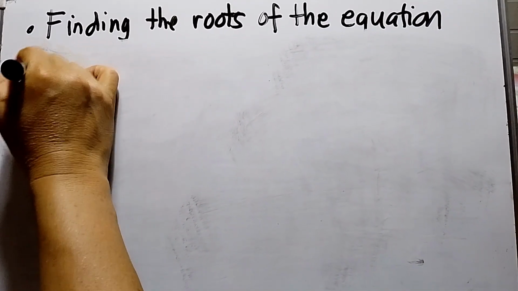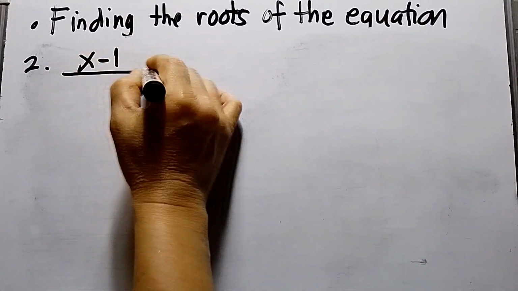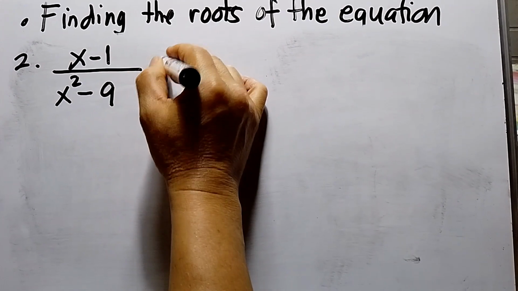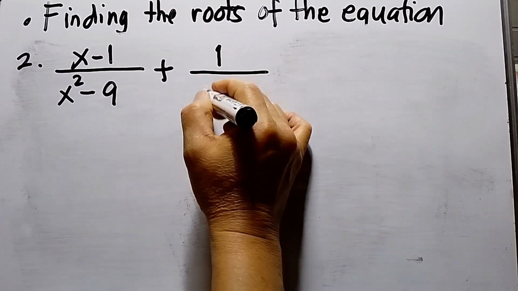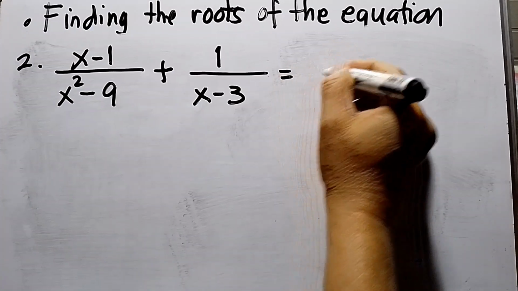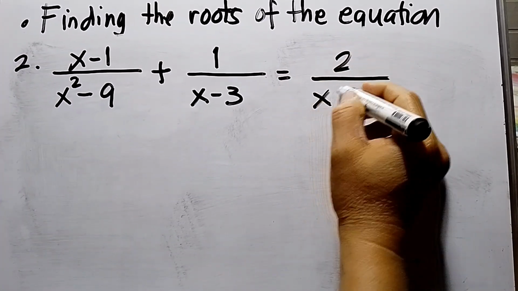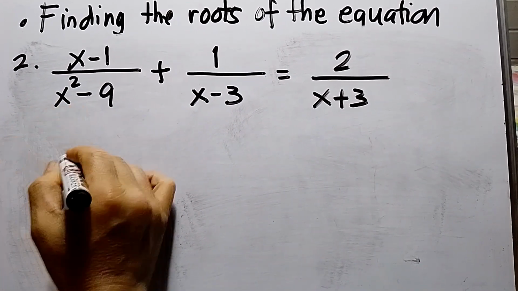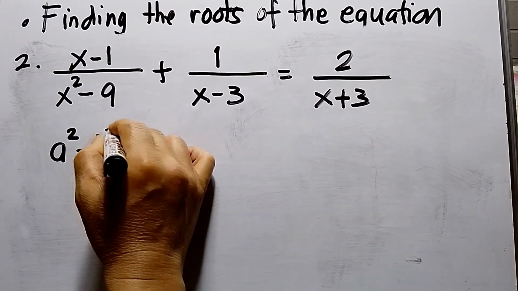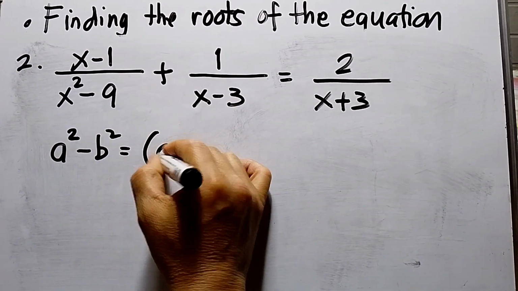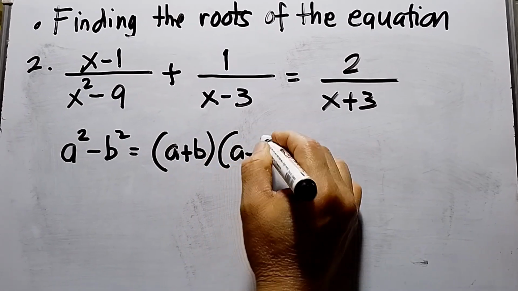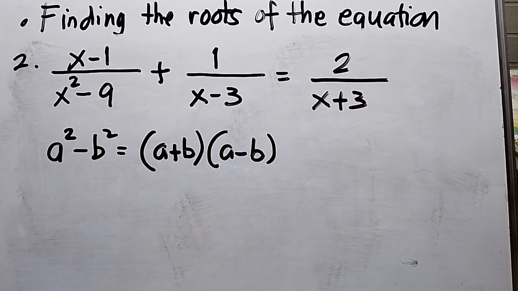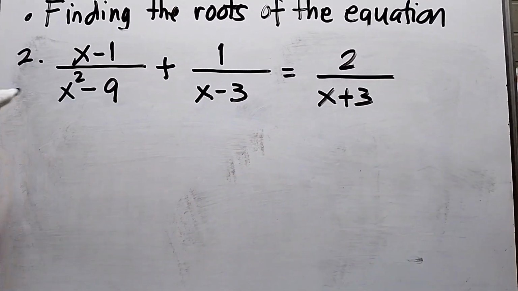Number 2, x minus 1. Then I have here the denominator is difference of 2 squares plus 1 over x minus 3 is equal to 2x plus 3. So at this time I need to factor this one. So difference of 2 squares, take note, a squared minus b squared is equal to a plus b and then a minus b. So this is the standard formula for difference of 2 squares, and these are the factors of difference of 2 squares. So I need to factor x squared.